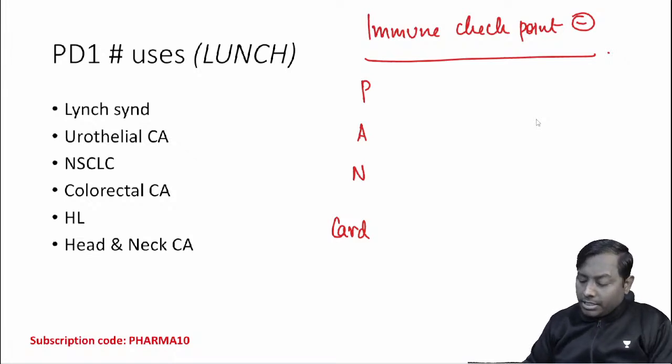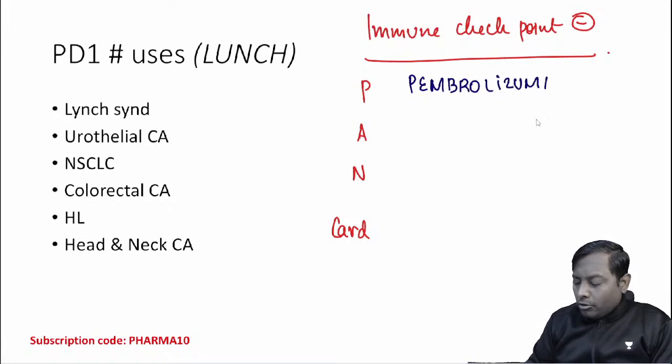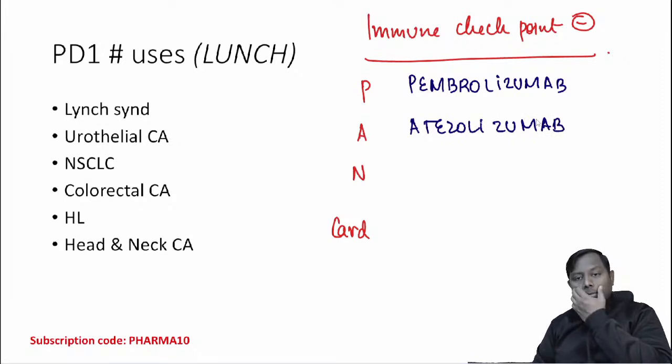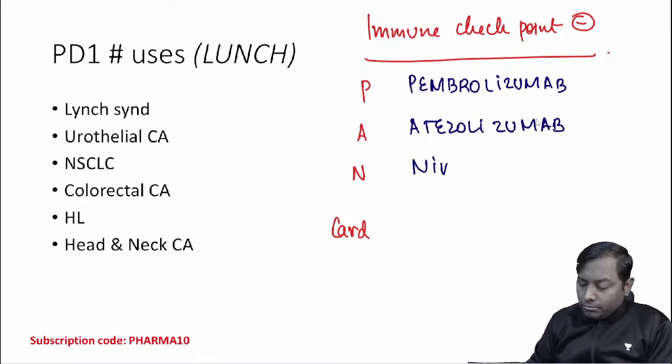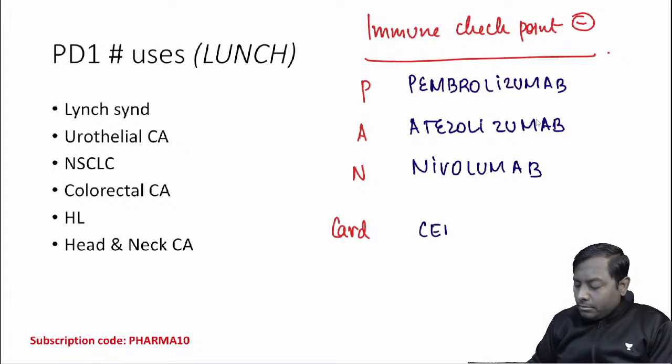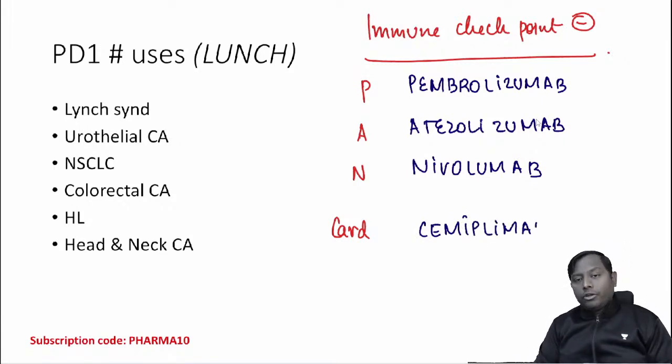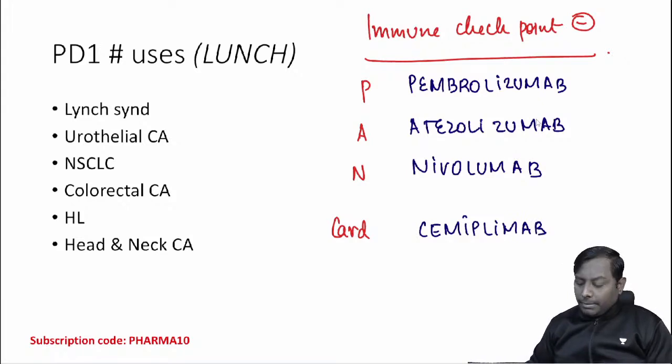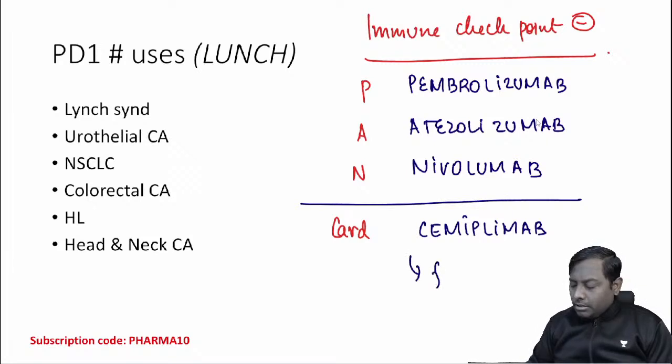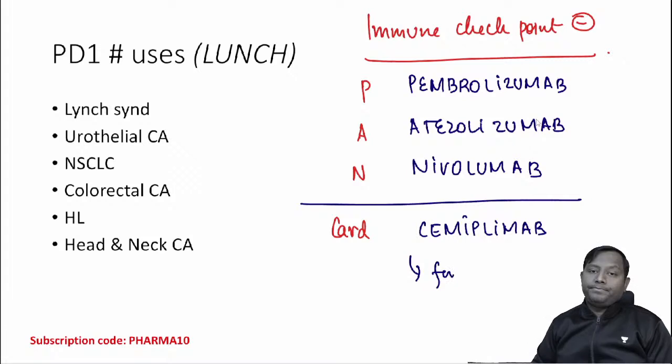Immune checkpoint inhibitor. PAN card stands for your drugs like pembrolizumab, atezolizumab, nivolumab, and cemiplimab. Please remember that there are many other immune checkpoint inhibitors, but important ones are these four. If you remember these four, your work will be done. Cemiplimab is mainly preferred for squamous cell carcinoma of the skin and squamous cell carcinoma of the lungs.